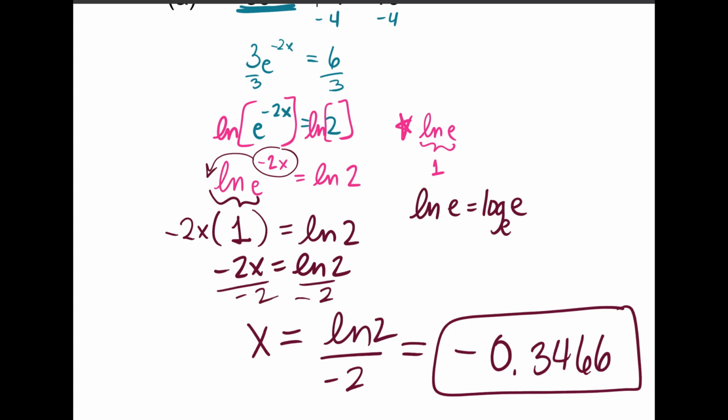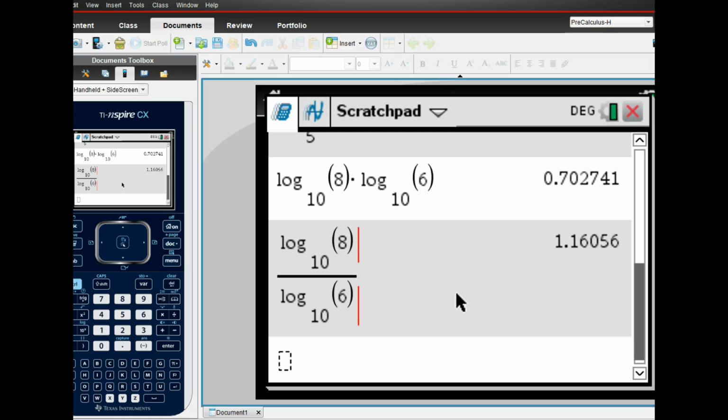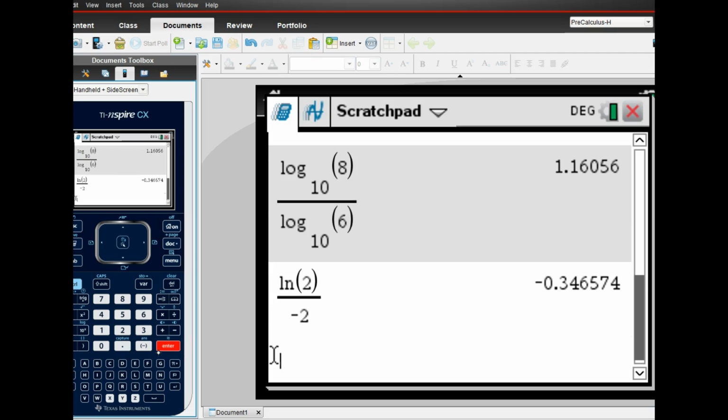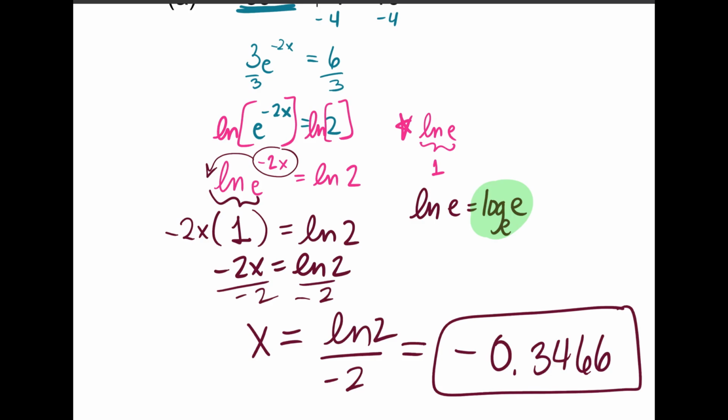Since it's ln, this is log, how would you put it? You would write it this way: log base e of e, or there is a natural log. Notice right here on the very left side, there's ln. So it has its own natural log of 2 divided by negative 2. So negative 0.3466, I round up. Awesome.